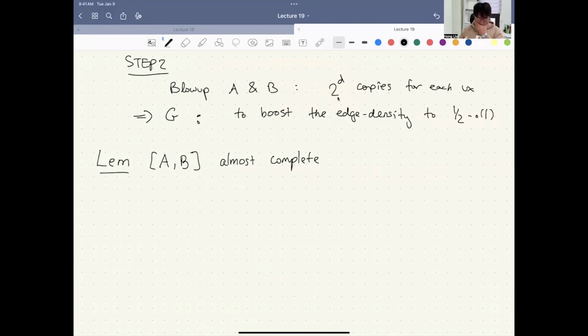Okay, so sorry about that. AB is almost complete. So we need to show that almost all pairs of points are a typical distance apart. So how are we going to prove it? Just probabilistically, using concentration of measure.